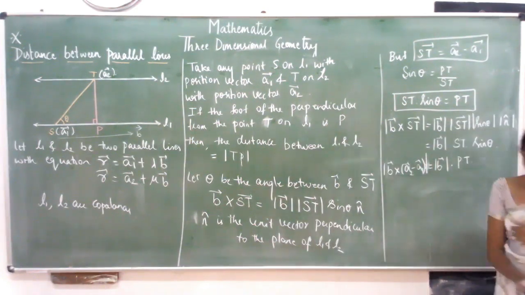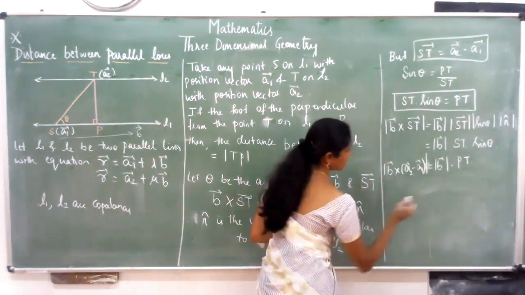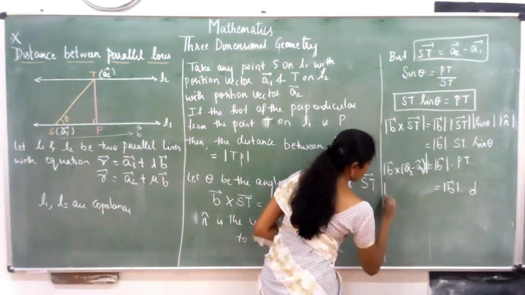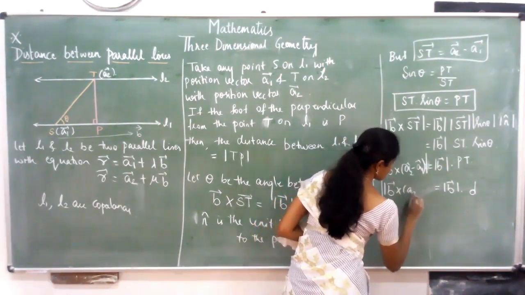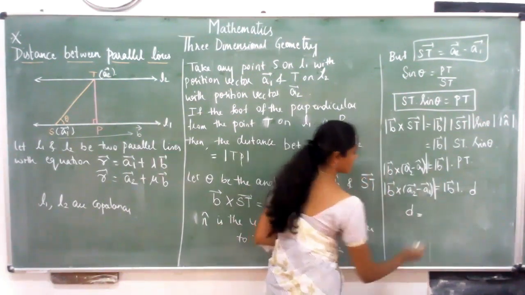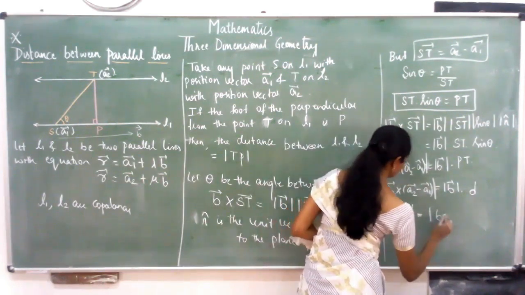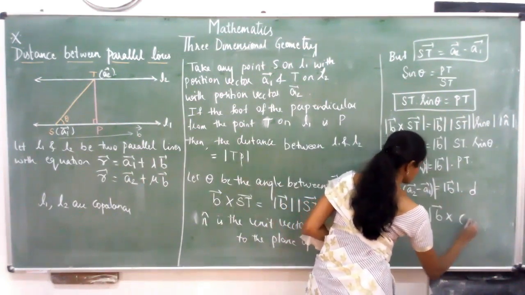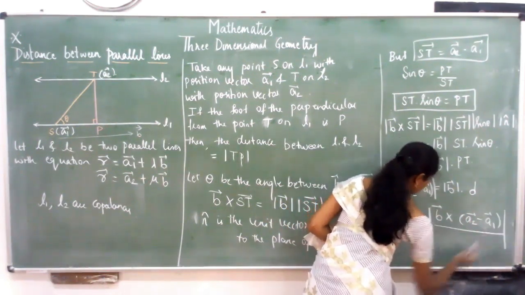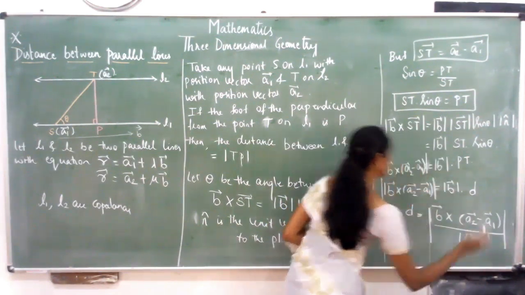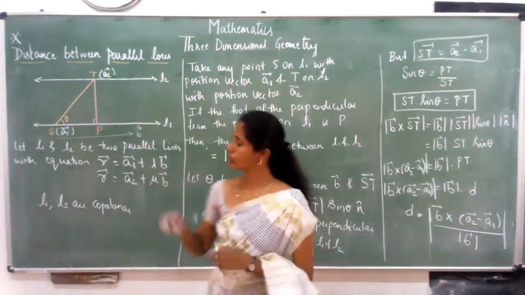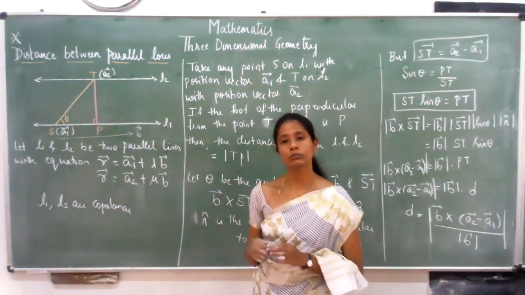Therefore, finally when I substitute these values, I consider this to be D. So from this, I get the value of D, that is the shortest distance. Therefore, I can write distance D is equal to magnitude of vector B cross vector A2 minus vector A1 by magnitude of vector B. So this is the shortest distance between the two parallel lines.